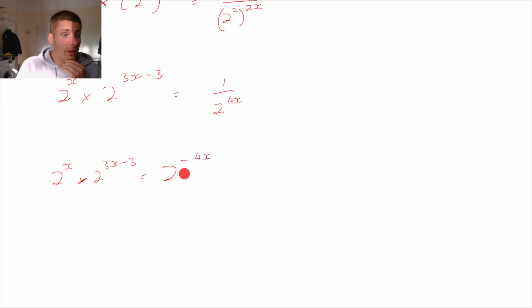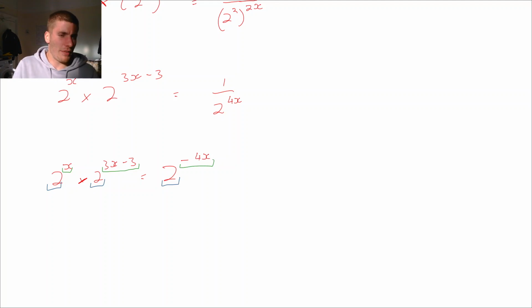Right, and what we can do now is notice we've got the same base, a 2 and a 2, and we know if you're timesing indices with the same base, we add these powers. So we can add x and 3x minus 3 to be equal to this. Similarly, if you had something like 2 to the third times 2 to the 7, you would add together the 3 and the 7 to give you 2 to the power of 10. We're doing the same thing here. So we're doing x and adding to it 3x minus 3 to give us negative 4x.